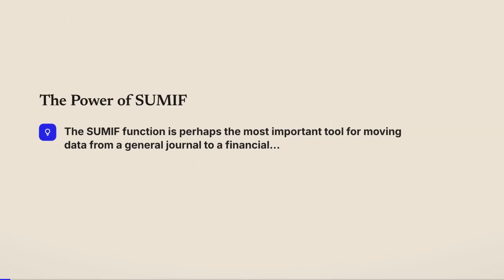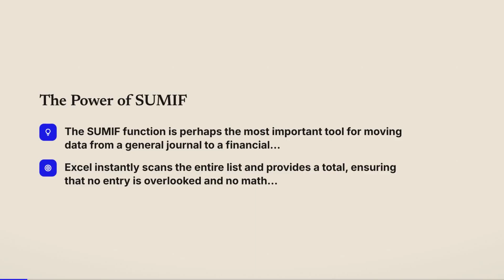The SUMIF function is perhaps the most important tool for moving data from a general journal to a financial statement. It allows Excel to handle the heavy lifting by totaling values only when they meet a specific criterion. The function requires three distinct arguments. The first is the range, which is where Excel should look for your criteria. This is typically the column in your ledger where you've entered account names.